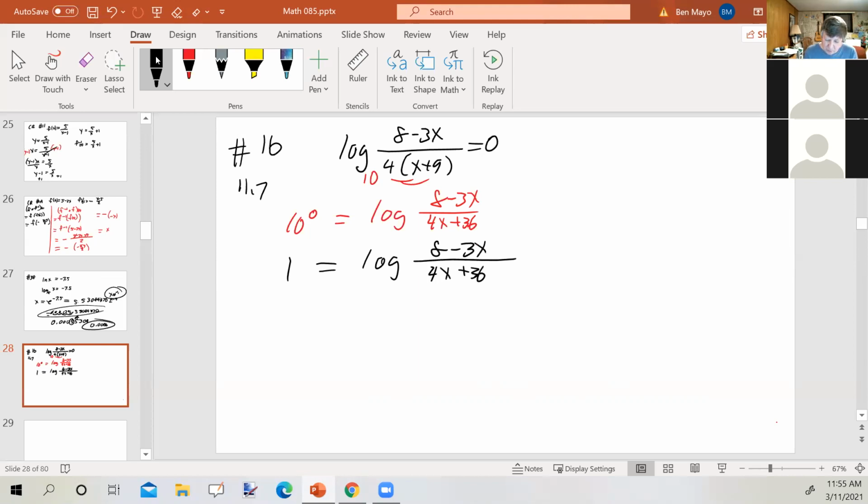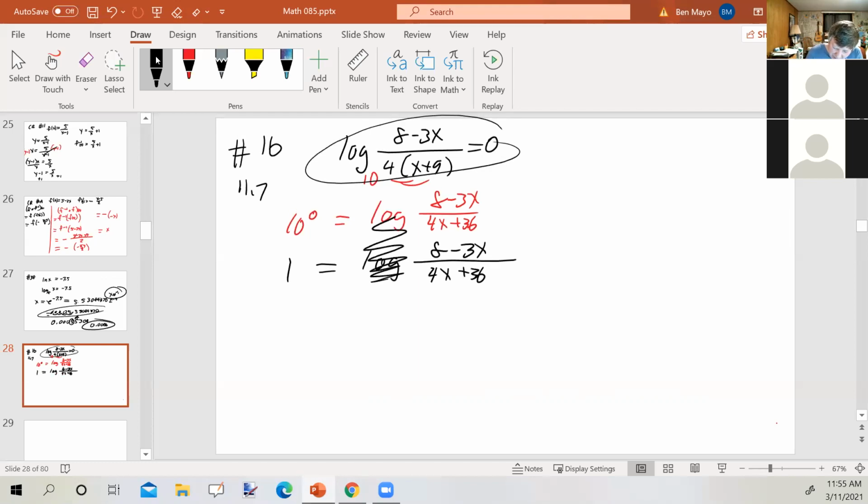Oh, what did I do wrong? I noticed I made a major mistake. When I took this equation and changed it, it's no longer a log, is it? Yeah, haste makes waste. So it would be 10 to the 0 equals this quantity. It's not the log of it. All right, now we're going to multiply both sides by 4x plus 36.